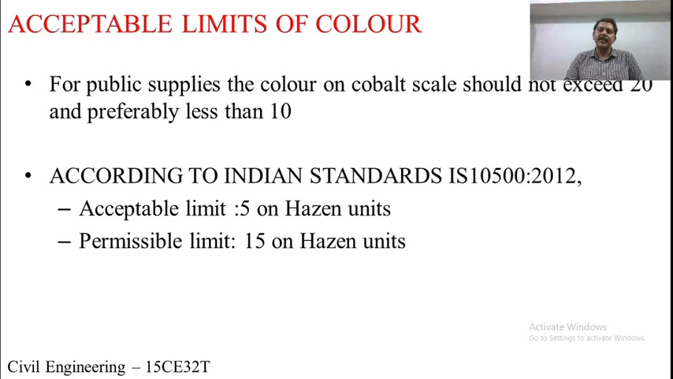10,500 2012 has revised this standard, and the acceptable limit is 5 on the Hazen units and the permissible limit is 15 on the Hazen units. The maximum allowed color in the water is 5 Hazen units and the permissible limit is 15 Hazen units. So that's the significance of color and how the color in the water is measured.